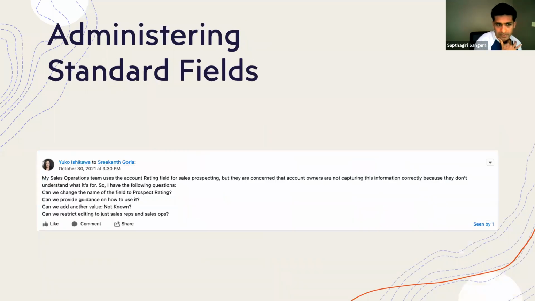So again, let's go on with our charter. We find some requirements and work off of those requirements. That's how we were doing all along, and let's continue that. So here there is a charter post that came from UCO that says, okay, my sales operation team uses the account rating field for sales prospecting, but they are concerned that account owners are not capturing this information correctly because they don't understand what it is for. So I have the following questions.